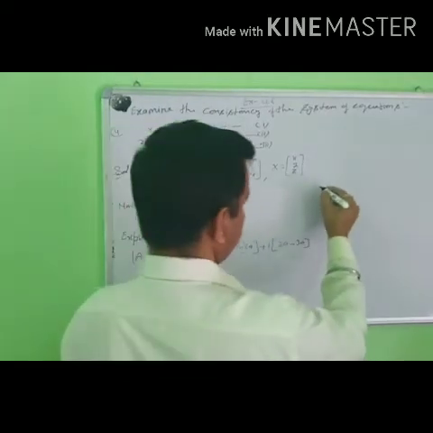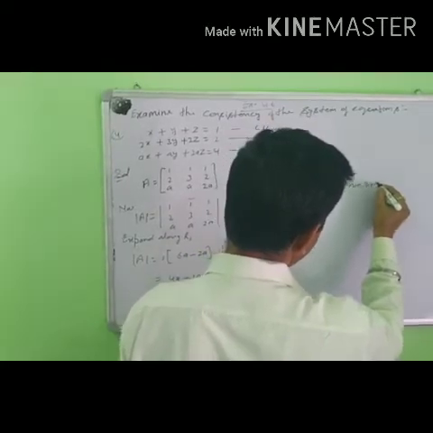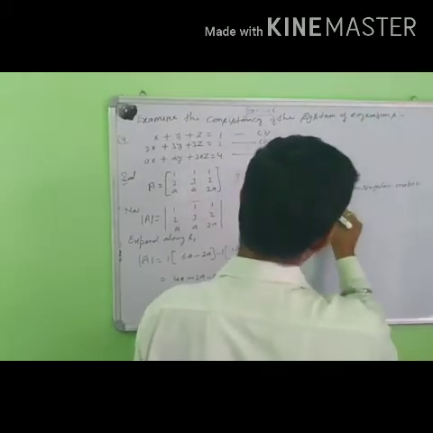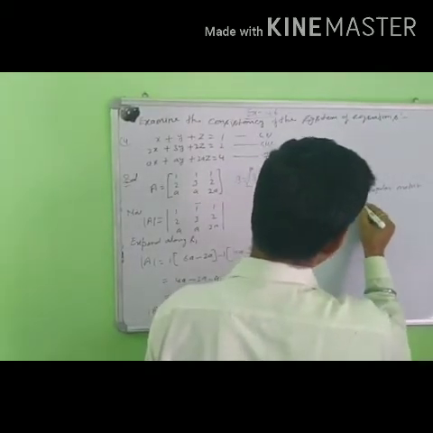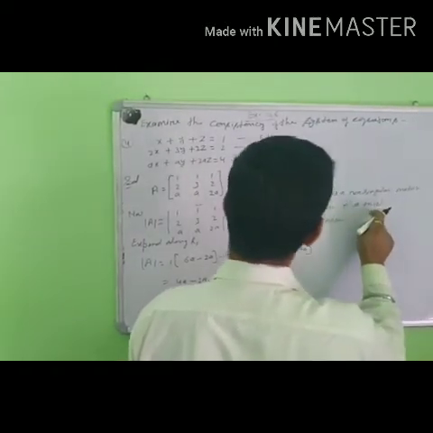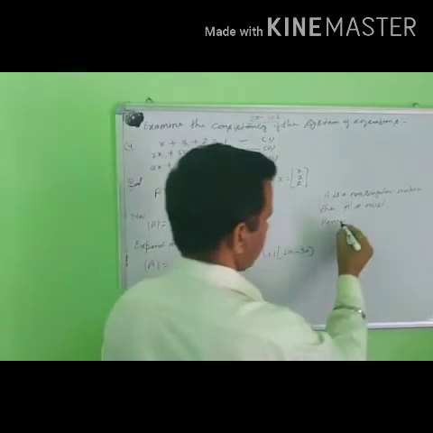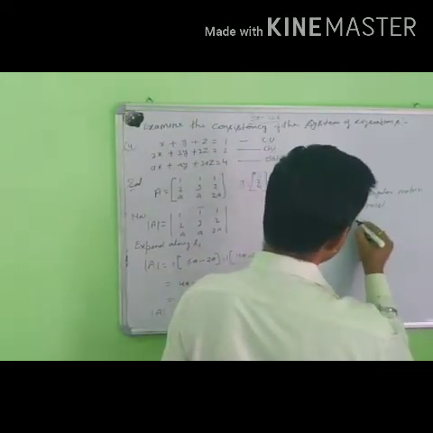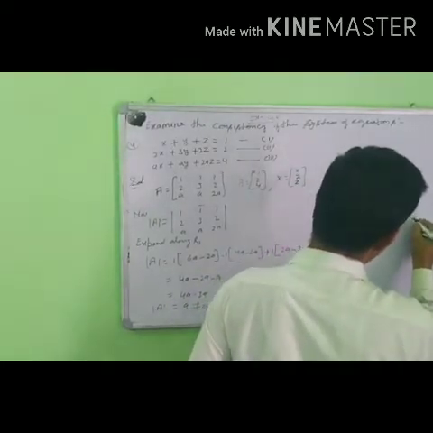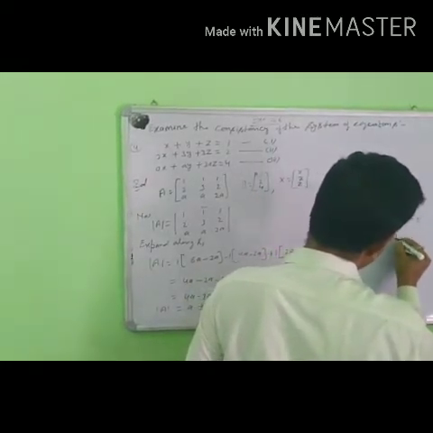So not 0 means we can say here that matrix A is a non-singular matrix, then A inverse exists, and hence, since the inverse exists, you can say that the given system of linear equations is consistent.